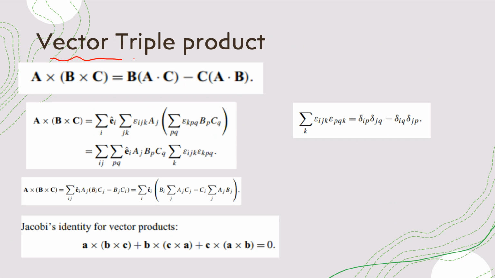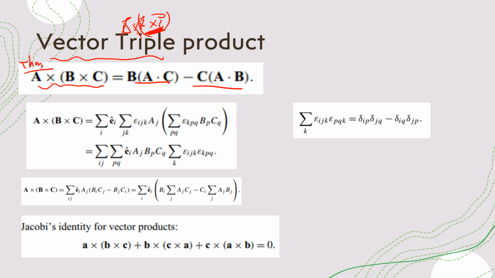Okay, now we move to the vector triple product. Somebody gives you three vectors A, B, C, right? So B cross C will be another vector, and then you cross A, and you get another vector. So you have this. The theorem is that A cross B cross C can actually be written as these two terms. So this is the first non-trivial thing.